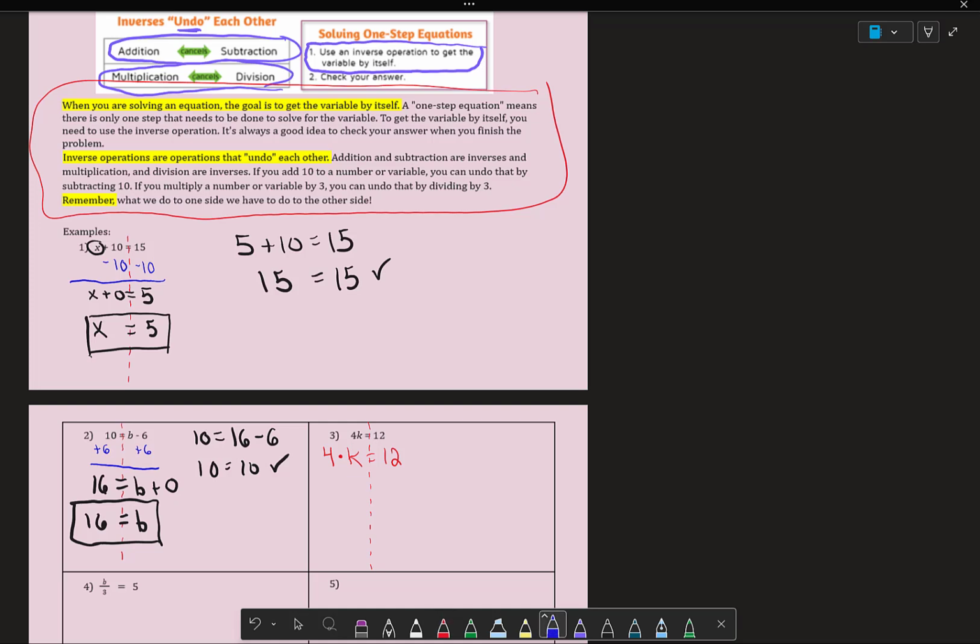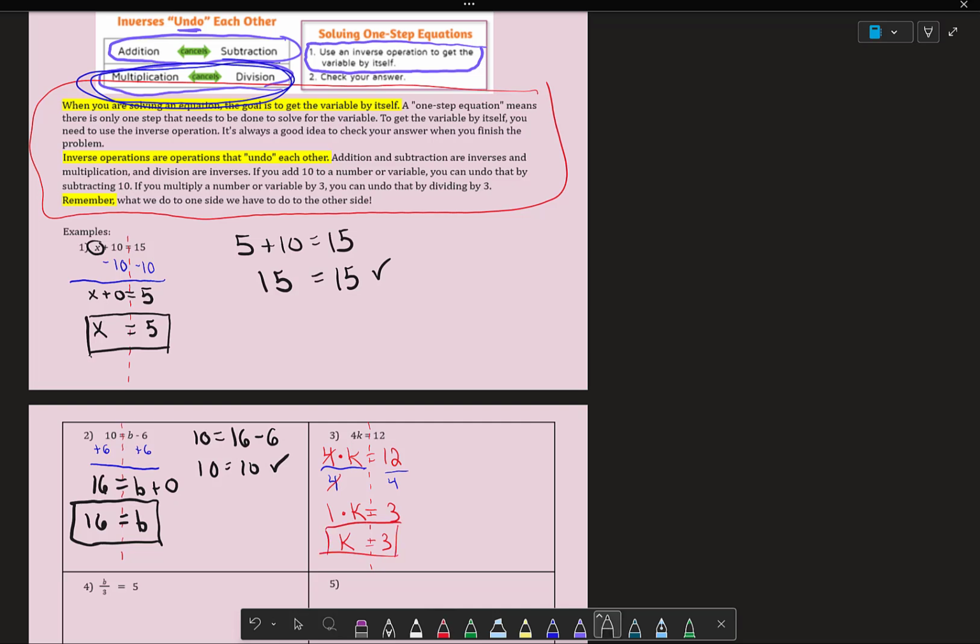So we have to do the inverse operation of multiply by 4, which, remember, the inverse operation of multiplication is division. So we're going to divide both sides by 4. We're going to use this fraction bar instead of the division symbol to simplify this. 4 divided by 4. What is 4 divided by 4? That's 1. So we get 1 times k equals 12 divided by 4, which is 3. We don't really need to write the 1. So a mature mathematician knows 1 times k is really just k. There's an assumed 1 in front. Equals 3.